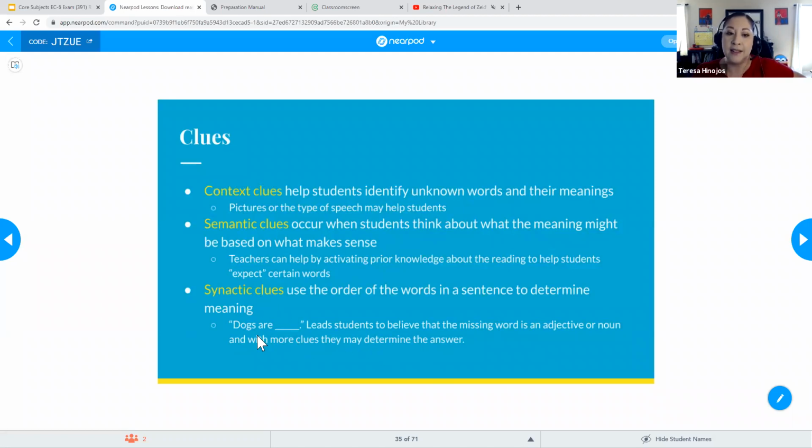For example, in the syntax clues, if you have this sentence here, dogs are blank, students are going to believe that it's either an adjective or a noun that's missing. That's going to help them figure out what the word might be.